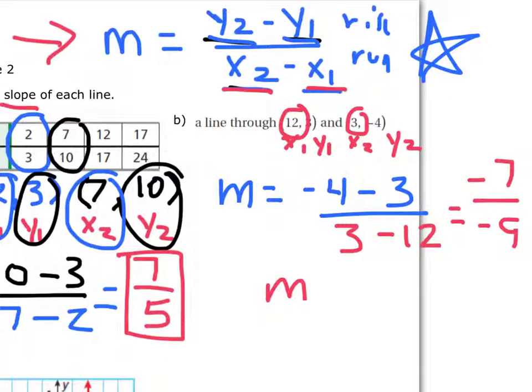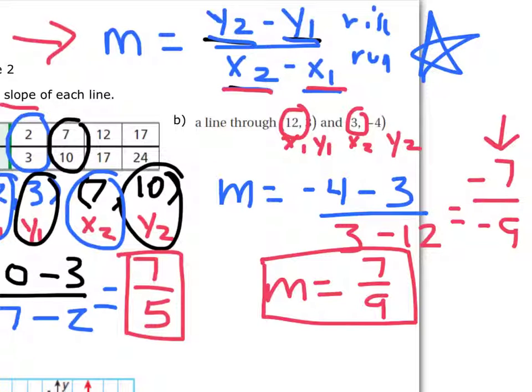So our slope here is going to be, notice, this is really division, so a negative divided by a negative is a positive, so we're going to simplify that to just a positive 7/9.